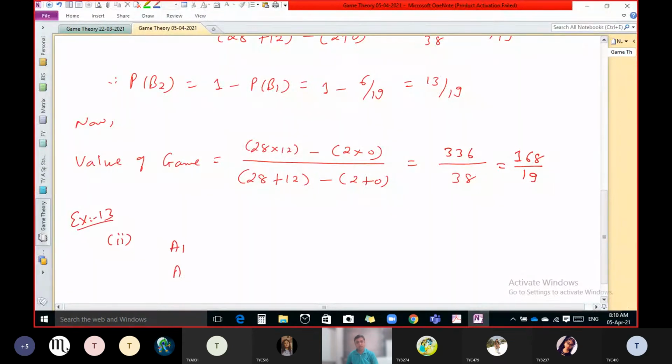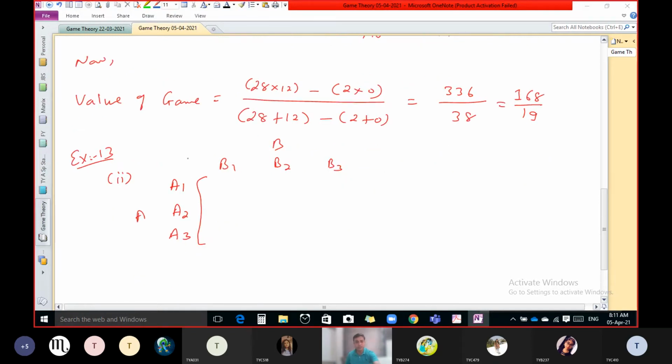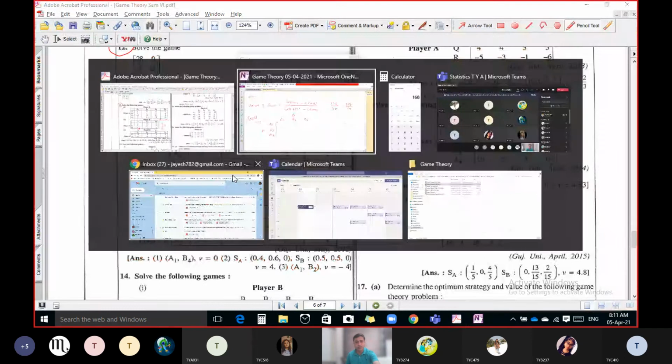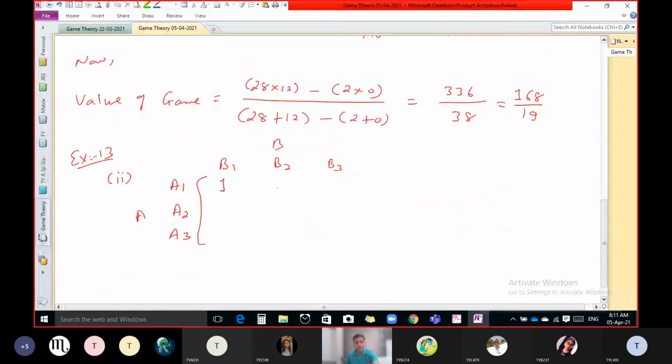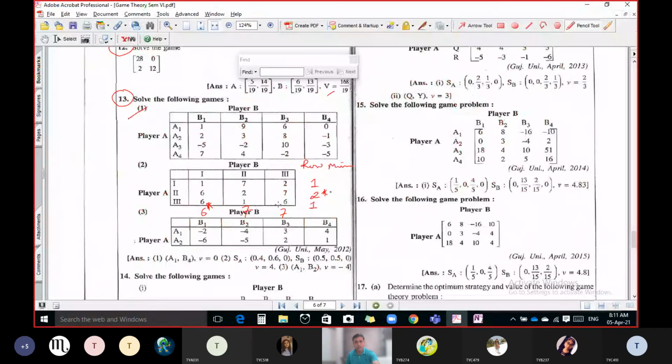There are three strategies for player A: A1, A2, A3. And there are three strategies for player B: B1, B2, B3. And the payoff matrix is given. This is known as the payoff matrix. First row: 1, 7, 2. Second row: 6, 2, 7. And third row: 6, 1, 6.